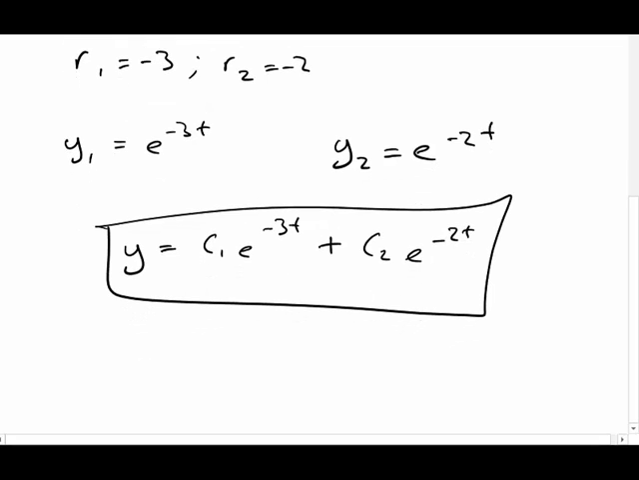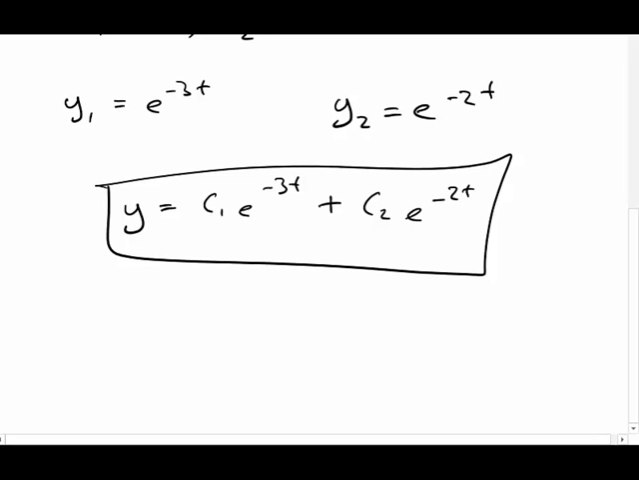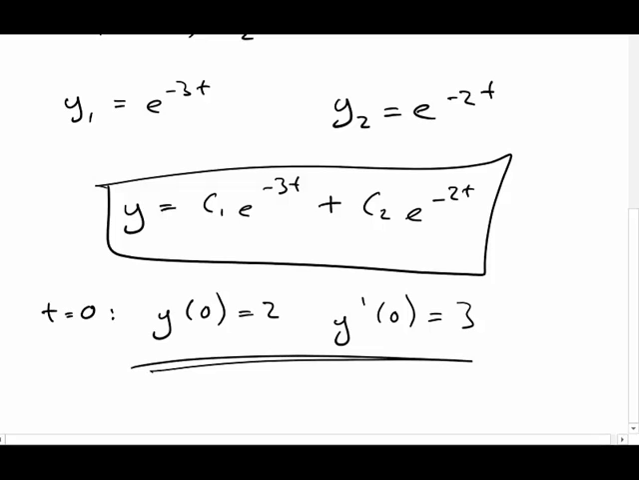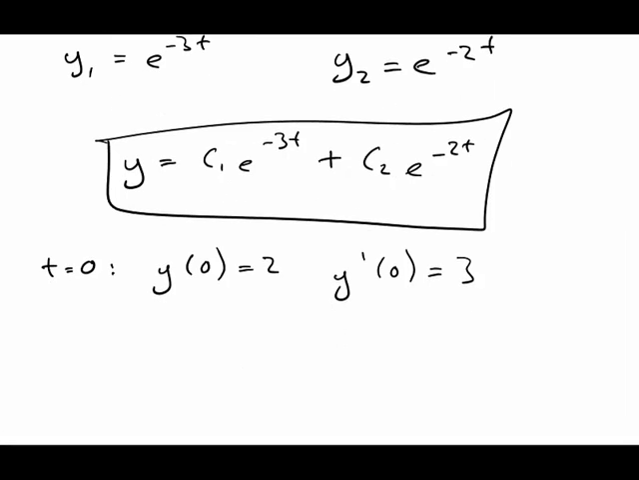Now let's suppose I get given some initial data, some initial information. Say, for example, I'm told that when t equals 0, my function y of 0 is 2, and the first derivative of my function is 3. So this is like initial data. I can use this initial data to work out what my constants, c1 and c2, are. So let's do that.